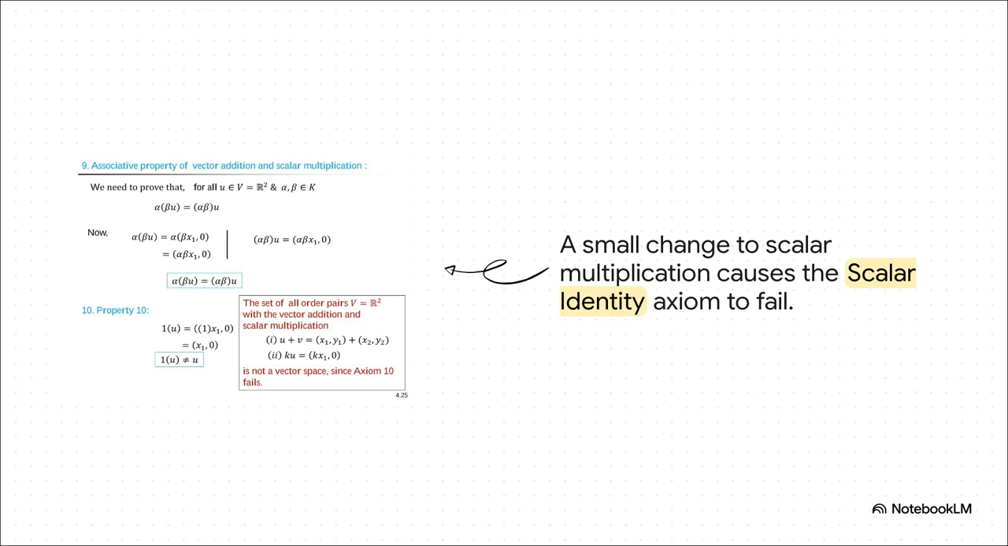Well, that is not the original vector xy, unless, of course, y was already 0 to begin with. And because this one axiom fails for even a single vector, the whole set, under these rules, is not a vector space. It's that strict.